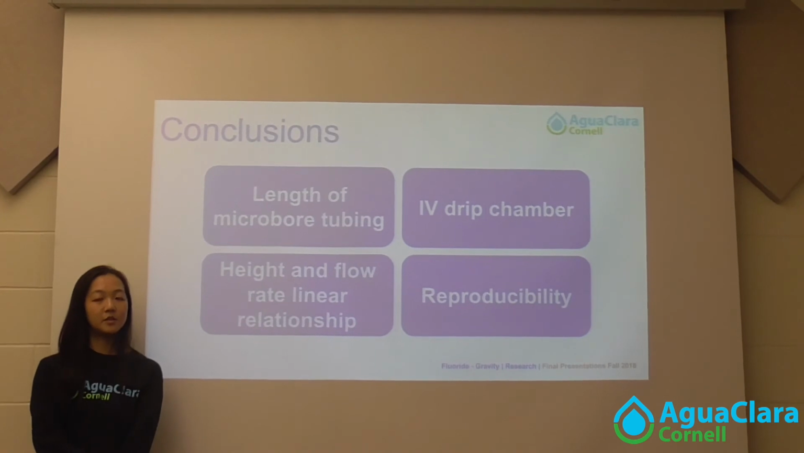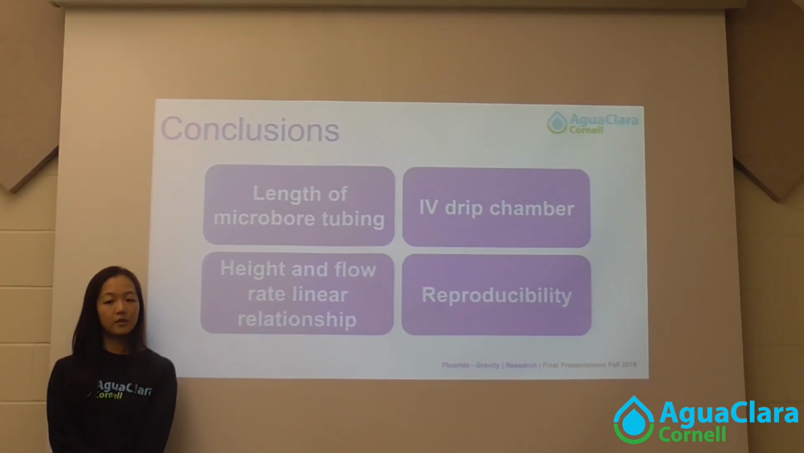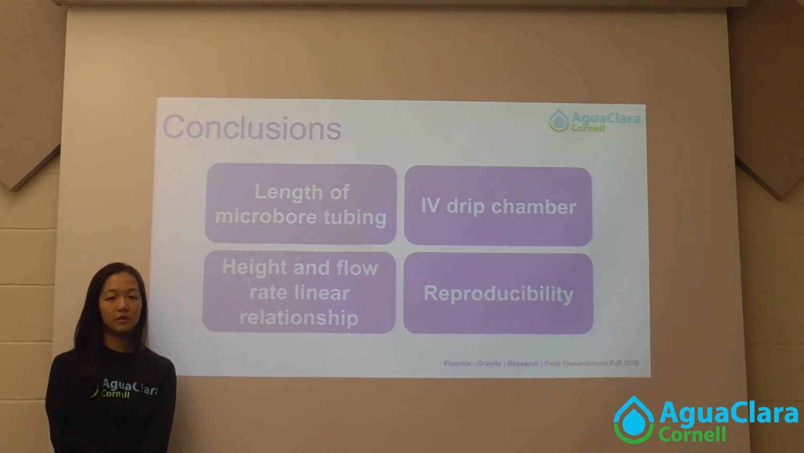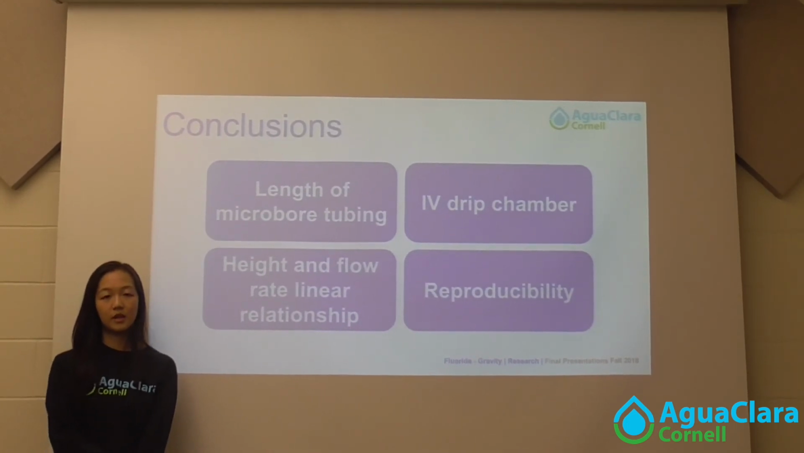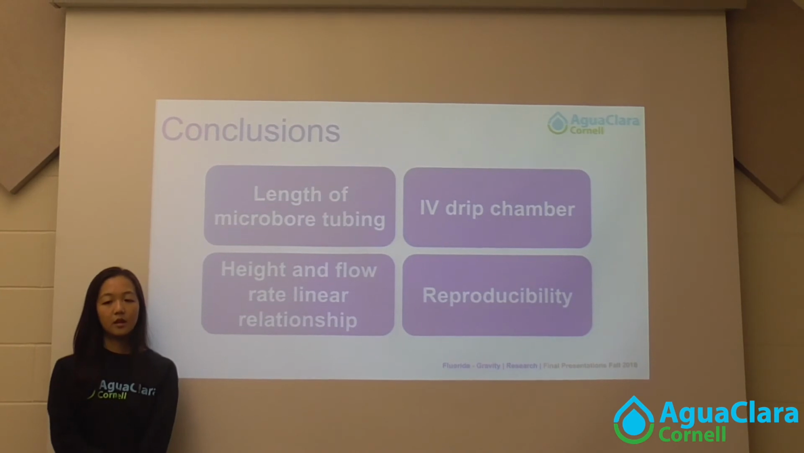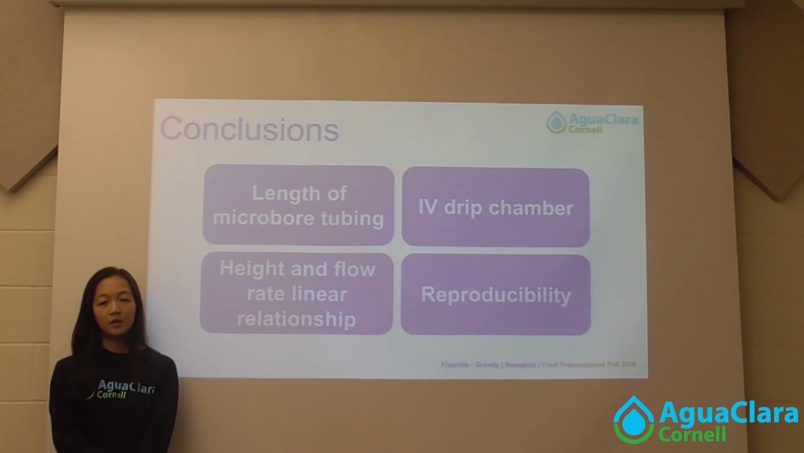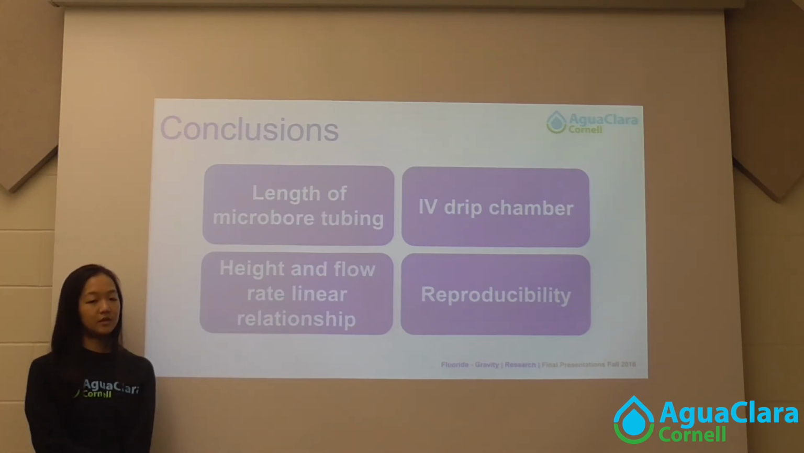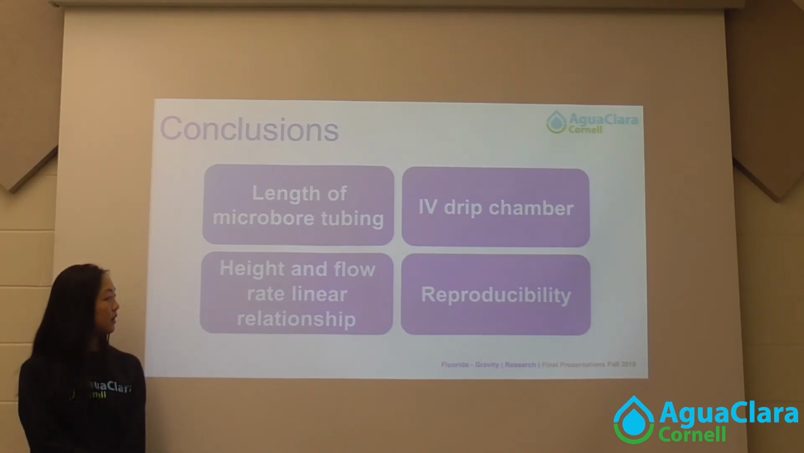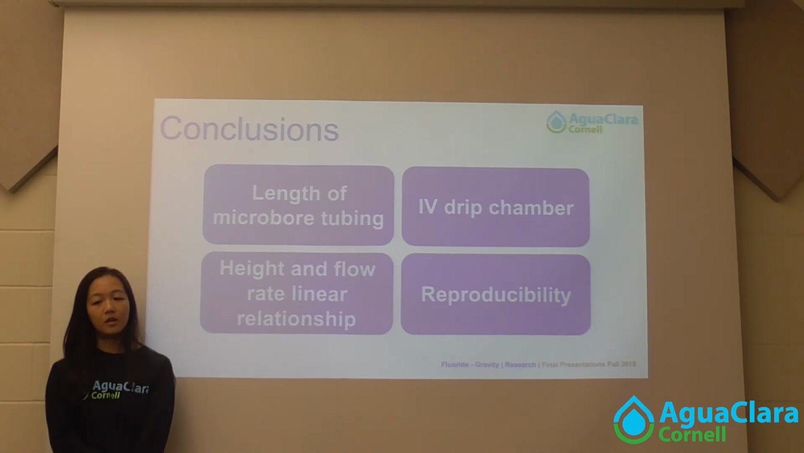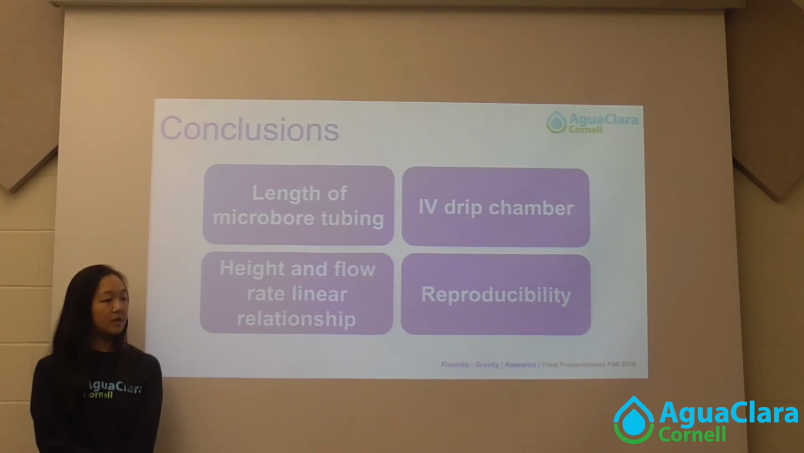A couple things we found out this semester are that the length of the microbore tubing can be changed to control the change in flow rate versus height and allow for more precision. We also learned that the IV drip chamber is an effective way to measure the flow rate. We established a height and flow rate linear relationship, and we did this using the IV drip chamber. We also found out that reproducibility between the tests is a challenge because when there are air bubbles in the system, this affects the flow rate and height relationship.